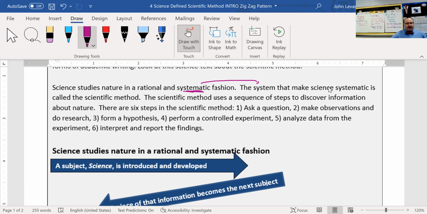Again, here, the end: the system that makes science systematic is called the scientific method. Notice how that sentence ends with an idea or a topic, the scientific method, and the next sentence begins with the scientific method. So it carries that topic or that piece of information from the predicate into the next subject. The scientific method uses a sequence of steps to discover information about nature.